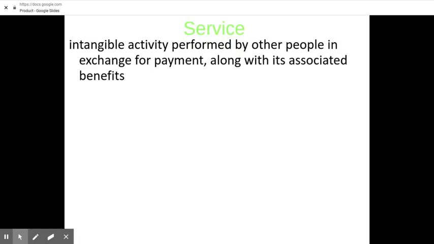And we have a service. We define a service a little bit deeper, because that is technically an intangible product, but service is a little bit farther. So, an intangible activity performed by other people in exchange for payment, along with its associated benefits.